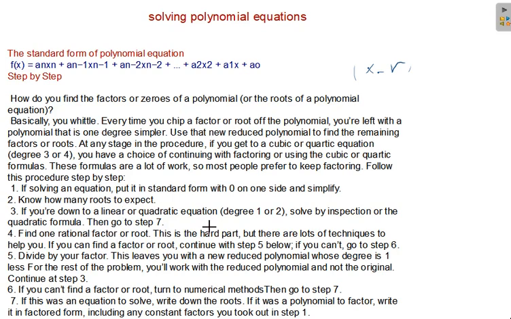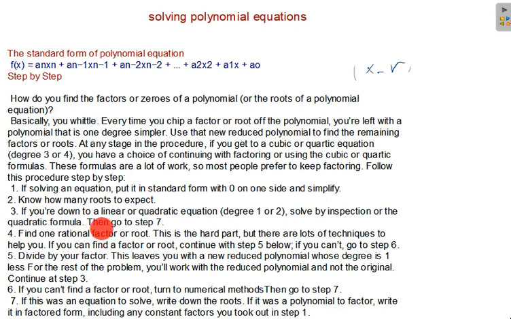So the process step by step is first, for solving the polynomial equation, what we are going to do is make sure that it is in standard form, with 0 on one side and all the variables with constants on the other side, starting from the higher degree and ending with the constant.